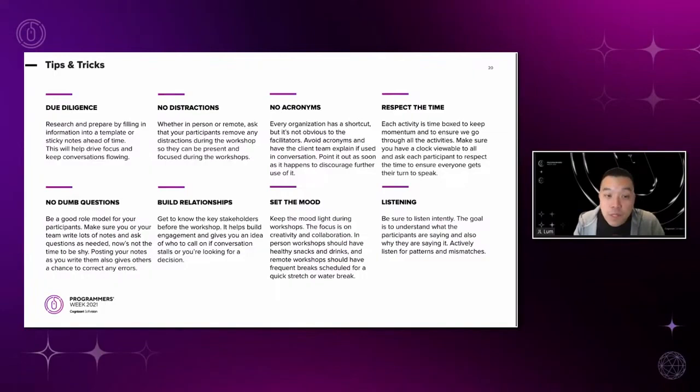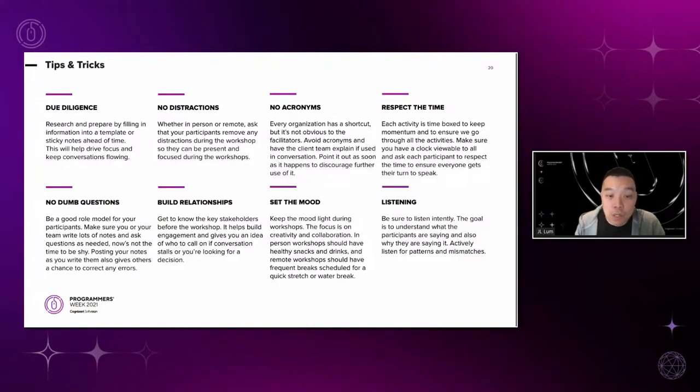And again, respect the time. Each activity is going to be time boxed to keep momentum and ensure that we have time to go through all of the activities. So for Myra, for example, we usually have a clock running that is viewable to everyone, and they can see how much time they have to share or how much time they have left to finish off an activity. This also ensures that everyone gets their chance to share and speak, and that we're not just forgetting about certain activities because of something as simple as time. So we want to make sure we're good on that front. Time management is definitely key.